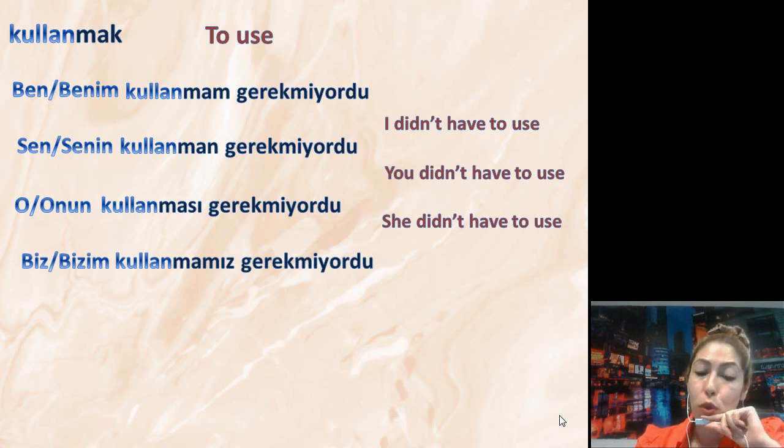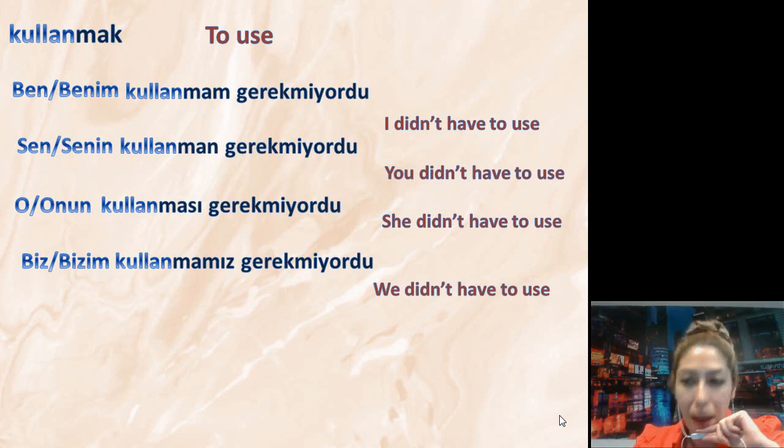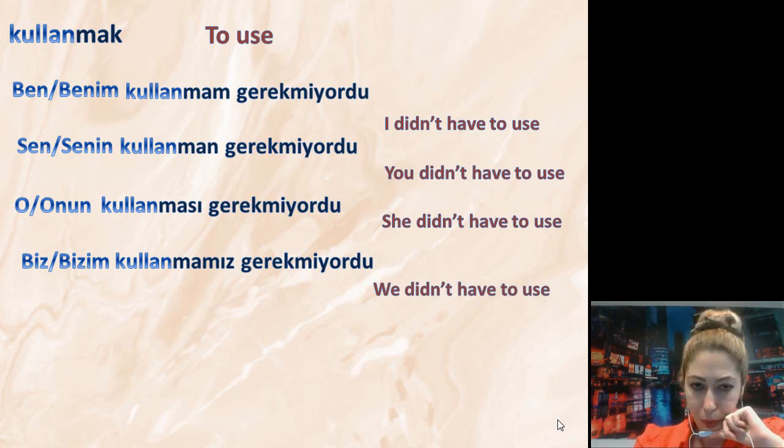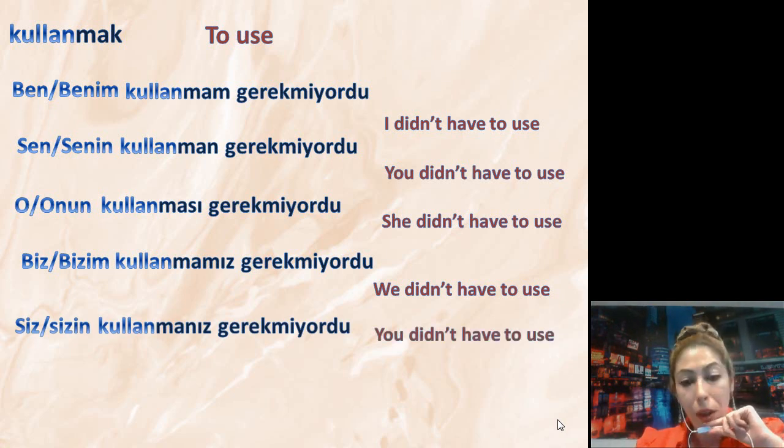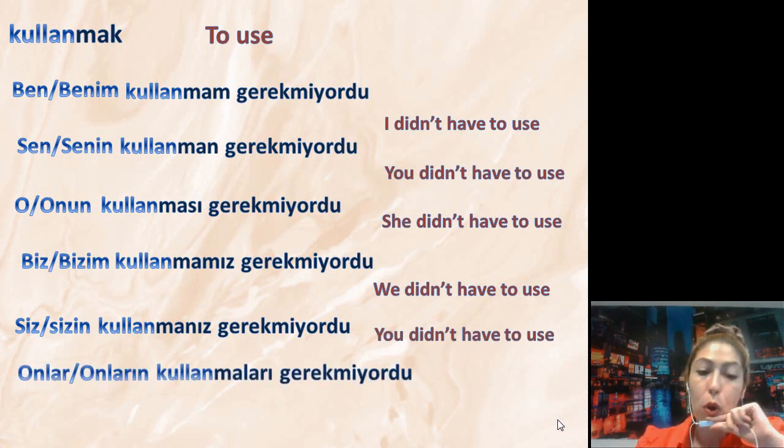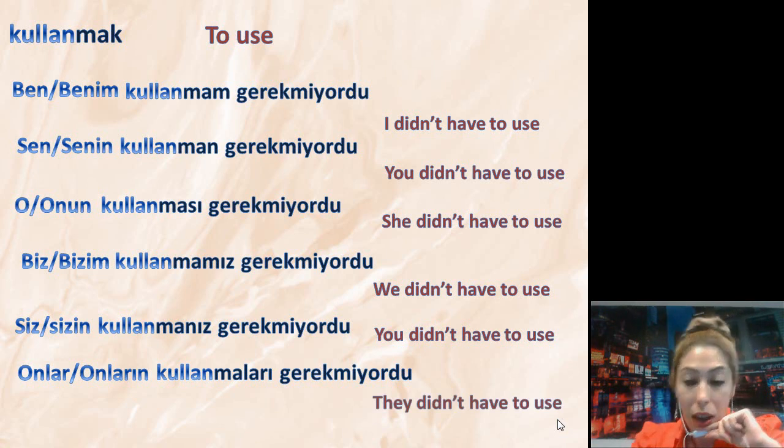Biz or bizim kullanmamız gerekmiyordu. That means we didn't have to use. Siz or sizin kullanmanız gerekmiyordu. Means you didn't have to use. Onlar or onların kullanmaları gerekmiyordu. Means they didn't have to use.